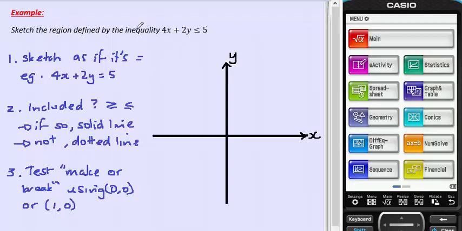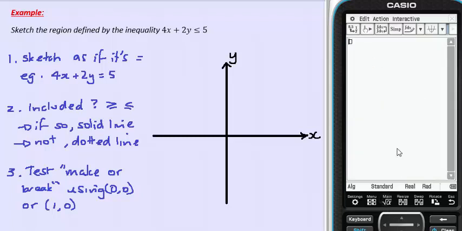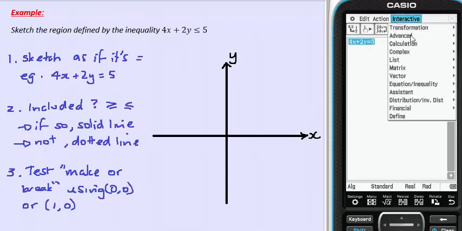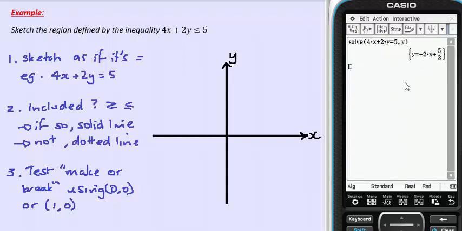So let's start. Let's sketch the region defined by the inequality 4x plus 2y is less than or equal to 5. The first thing I said I'll do is sketch it as if it's 4x plus 2y equals 5. I can't do that yet because the graphing area asks for the form y equals mx plus c. So I'm going to start in Main and say 4x plus 2y equals 5, and solve that for y, because then I get y equals mx plus c, which I can use. So solve for y, and I get y equals negative 2x plus 5 on 2.